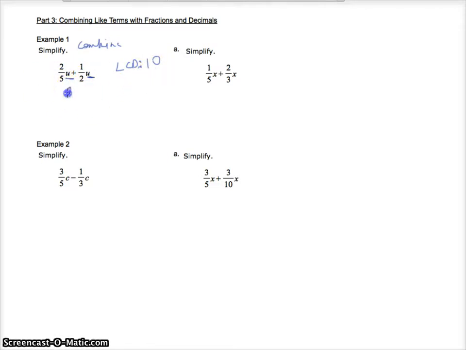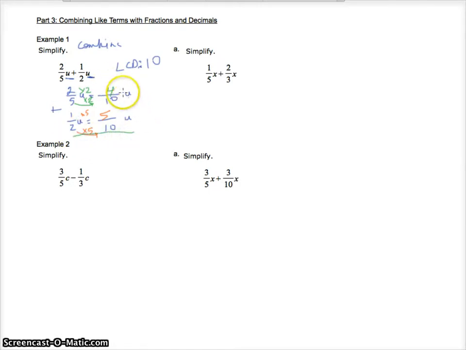So now I'm going to set up 2/5 u equals something over 10u plus 1/2 u equals something over 10u. Going to take my path. For 1/2, it's by 5 on the top and the bottom. So 1 times 5 is 5. For 2/5, the path is by 2 in the denominator, so it's by 2 in the numerator, so 2 times 2 is 4.